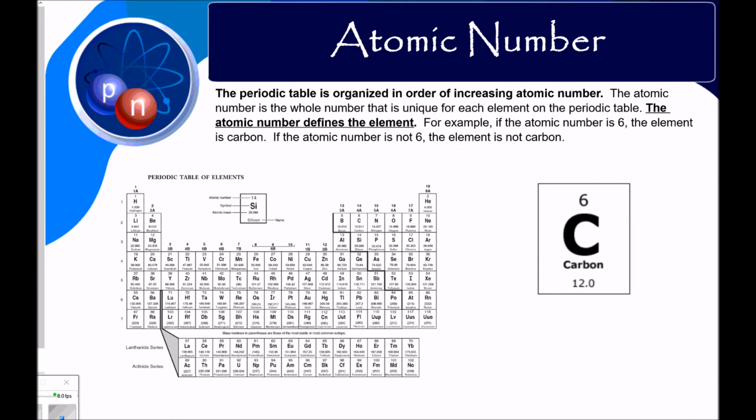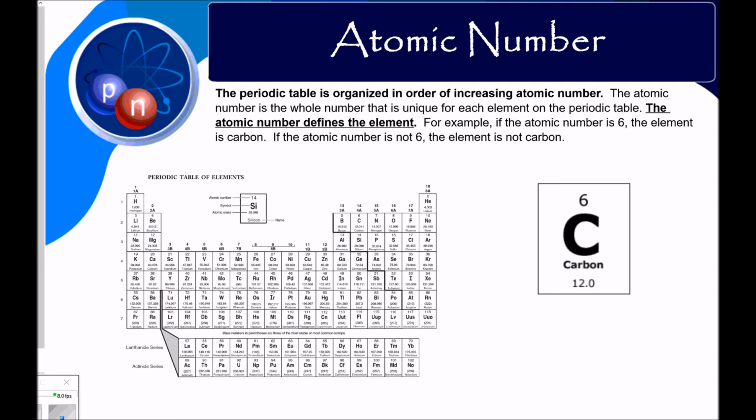The periodic table is organized in order of increasing atomic number. The atomic number is the whole number that's unique for each element on the periodic table. The atomic number defines the element. For example, if the atomic number is 6, the element is carbon. If the atomic number is not 6, the element is not carbon.